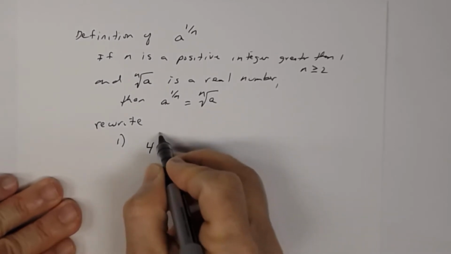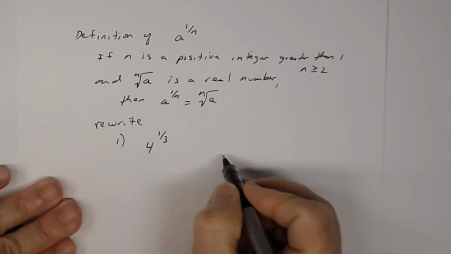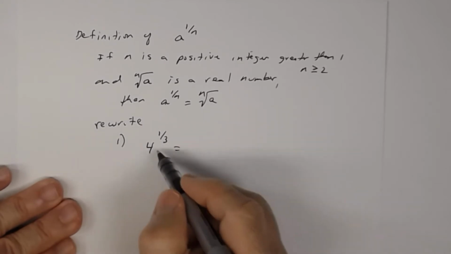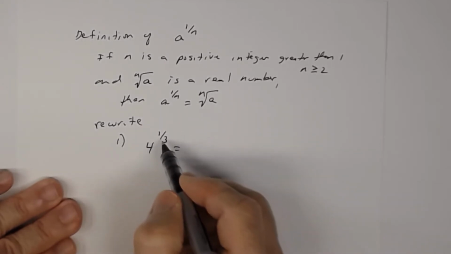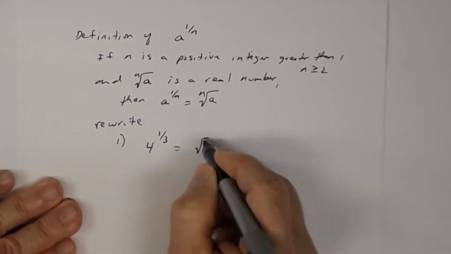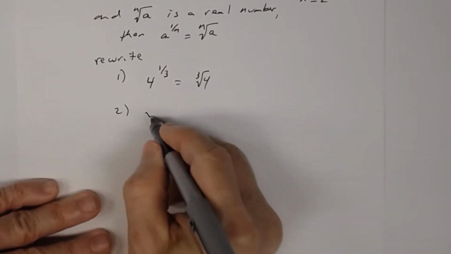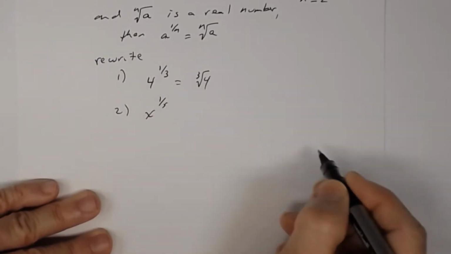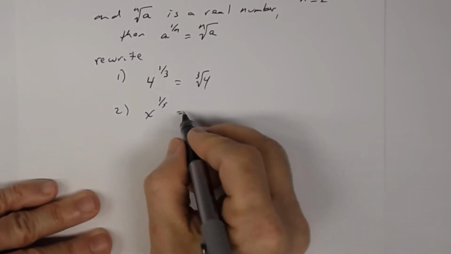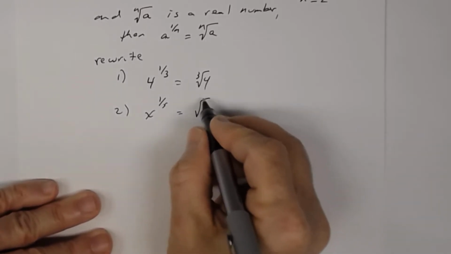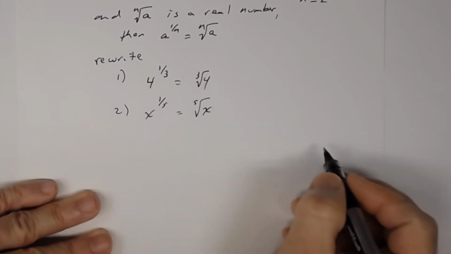4 to the 1/3. So 4 to the 1/3 means what? See, this is 3, so that'll be your index, so it means the cube root of 4. Y'all agree? Number 2, x to the 1/5. Well, x to the 1/5 means, see the 5, so it'll be the 5th root of x.